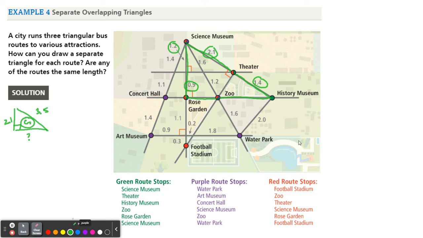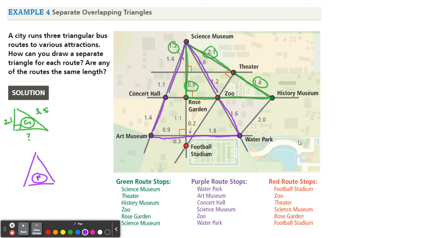Okay, let's do the purple route now. So the purple route starts at the water park, goes to the art museum, which is down here. Then it goes to the concert hall. Then it goes to the science museum, comes back down to the zoo, and then back to the water park. So the purple is this triangle.